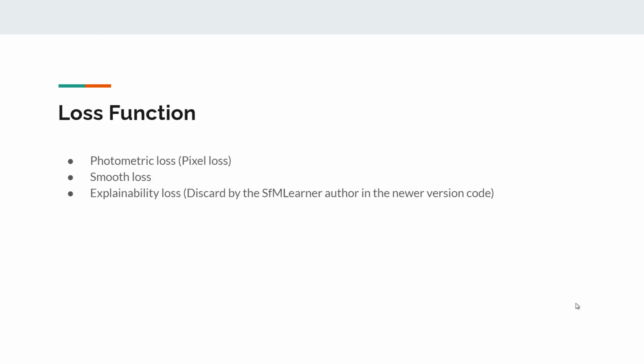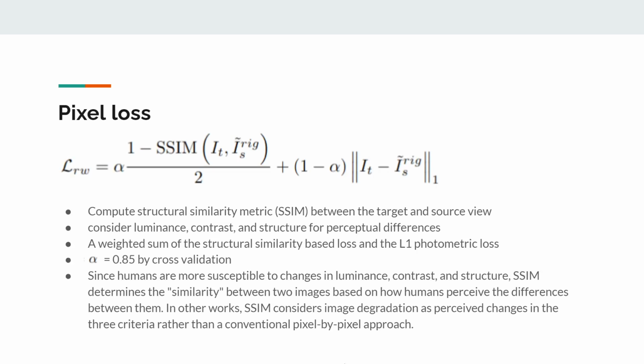So the loss function was the first major change that we did. It's made up of three major components, which is the photometric loss, or the pixel loss, and the smooth loss. There's a third one, which is explainability loss, which was actually not used by the authors of the SFM Learner paper. So we won't be going into that.